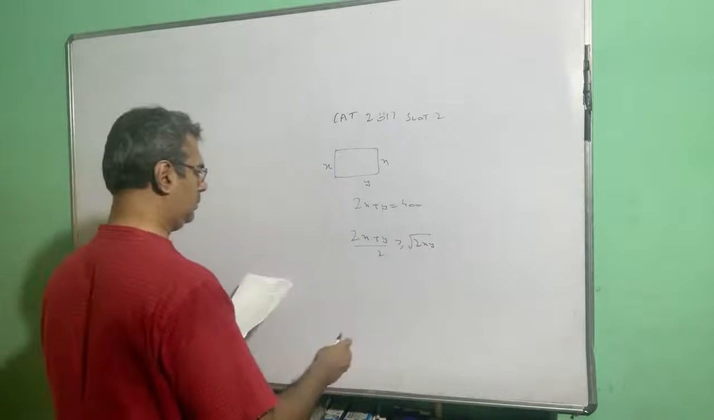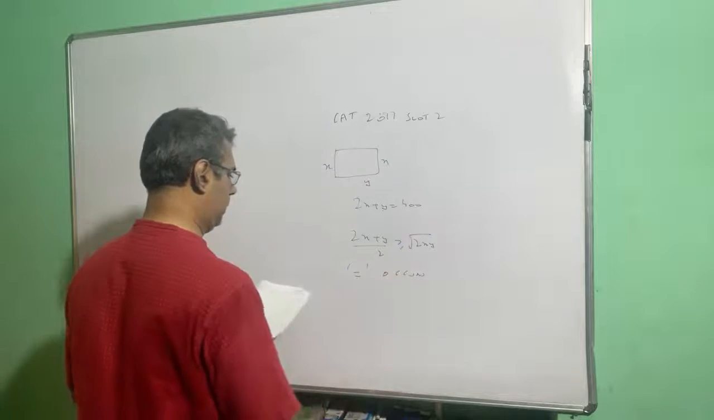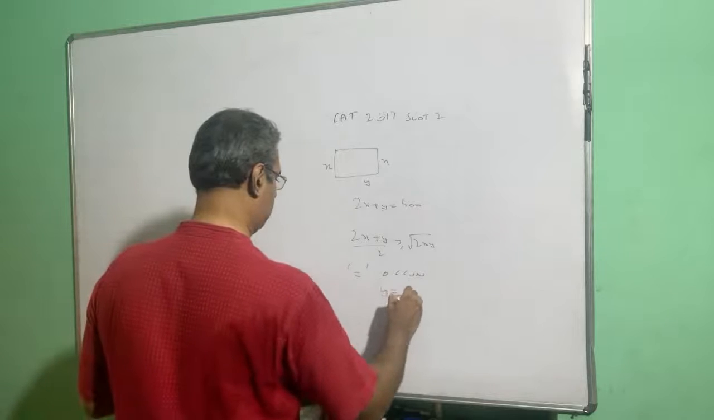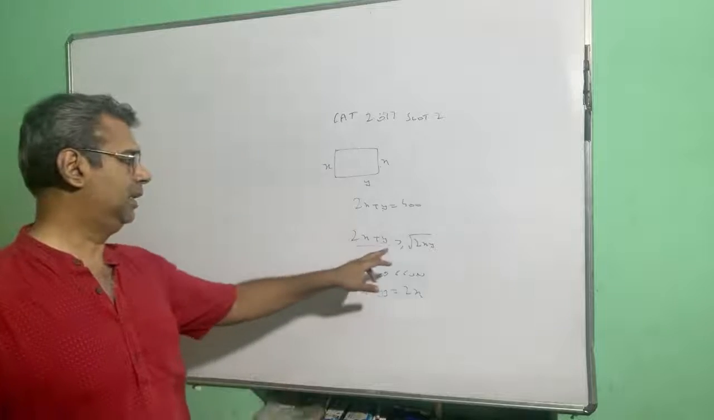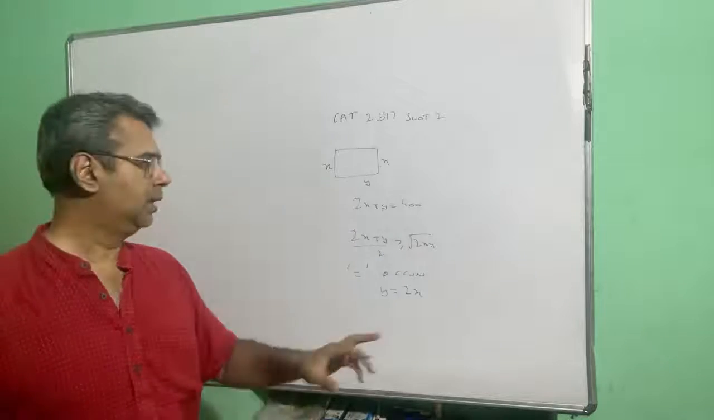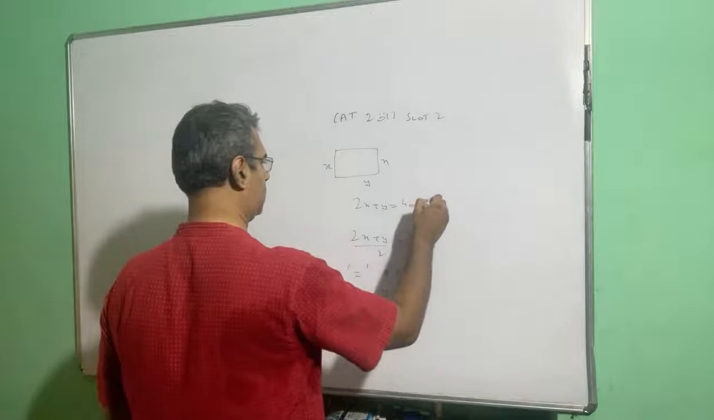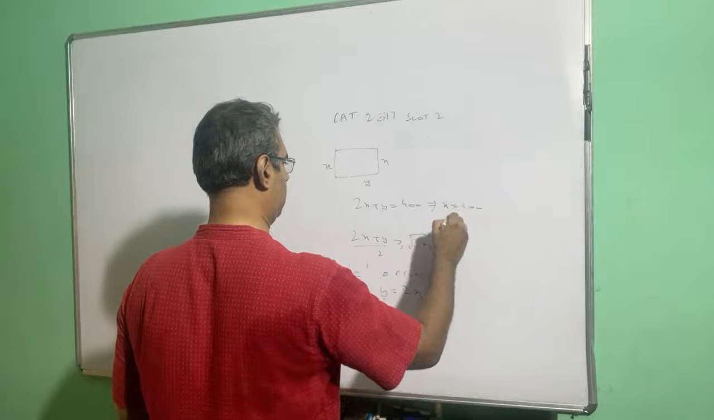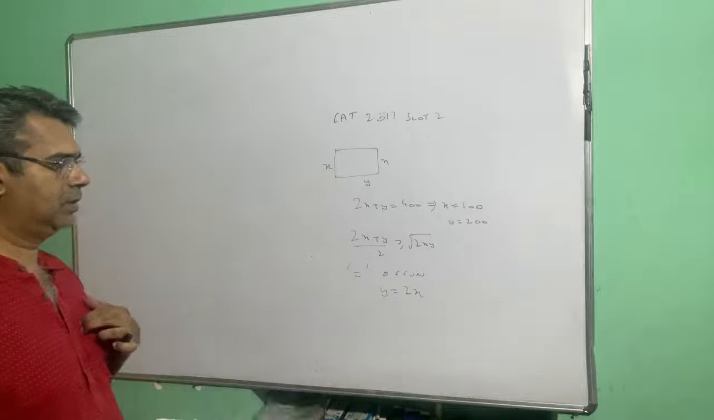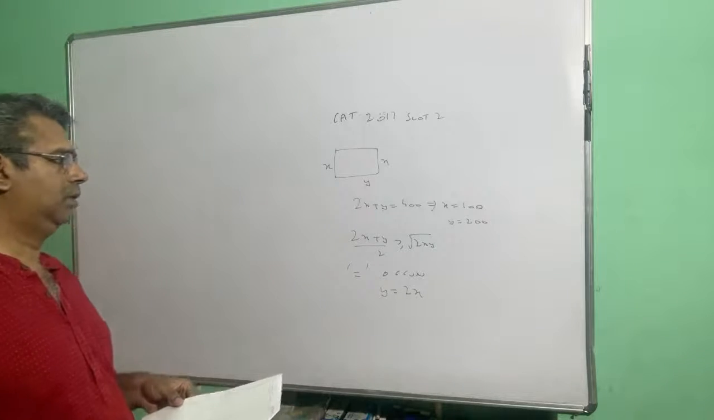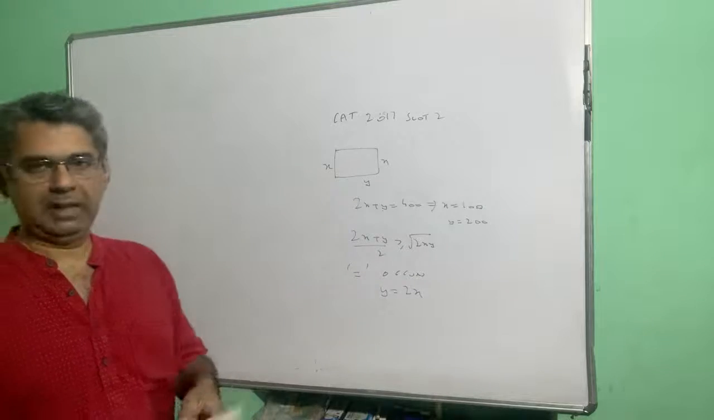Now in AM-GM inequality, the equal to will occur when the two quantities are equal. This is the basic concept of AM-GM inequality. So the equality will happen when y is equal to 2x. If you put y equal to 2x, then x will be 100, and y will obviously be 200.